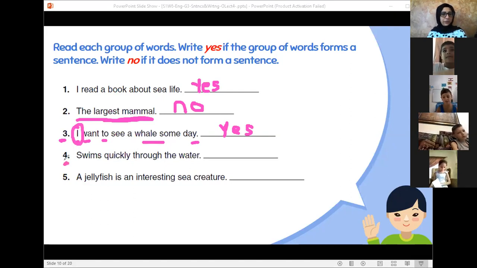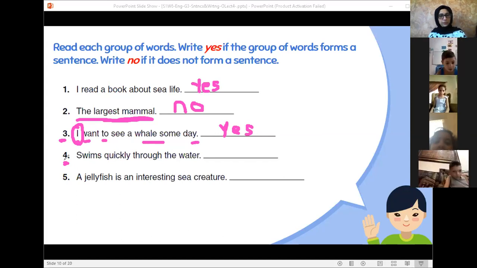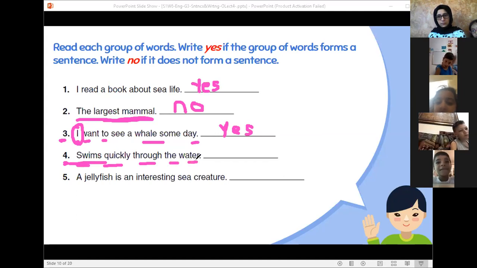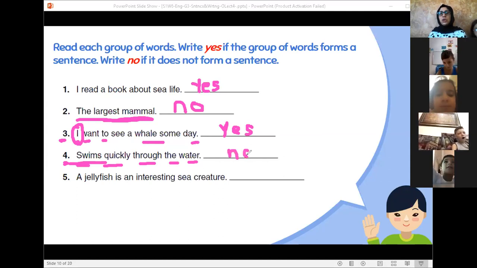Can you read sentence number 4? Fish swims quickly through the water. Who? It's not a sentence. Bravo. That's a fragment, because we didn't know who swims quickly. So that's why it's a fragment. Thank you. Excellent. Welcome.